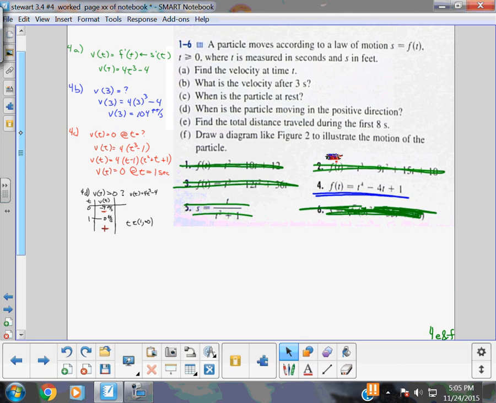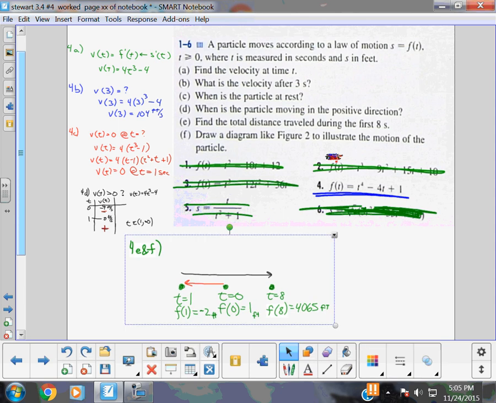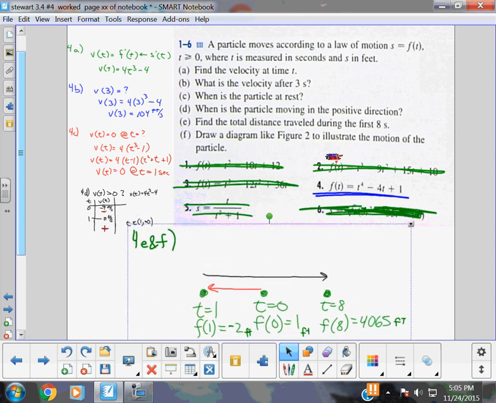Now, the next two: find the total distance traveled in the first 8 seconds and draw a diagram. It says like figure 2, but I'm going to draw a diagram to illustrate the motion. I'm going to actually draw F first to use to get letter E. So I have a diagram here. And it's important that we realize what's going on for this diagram.